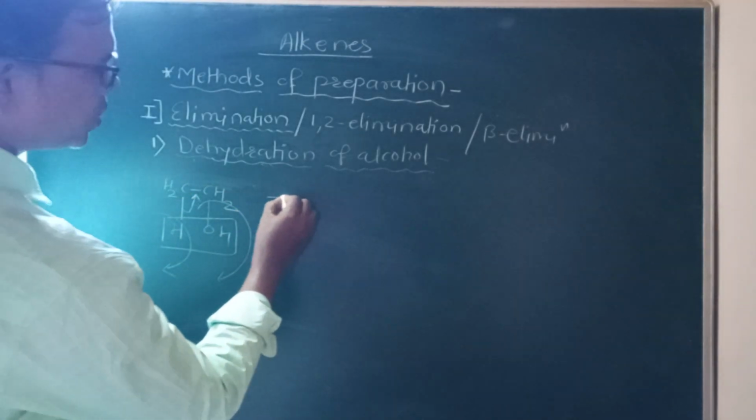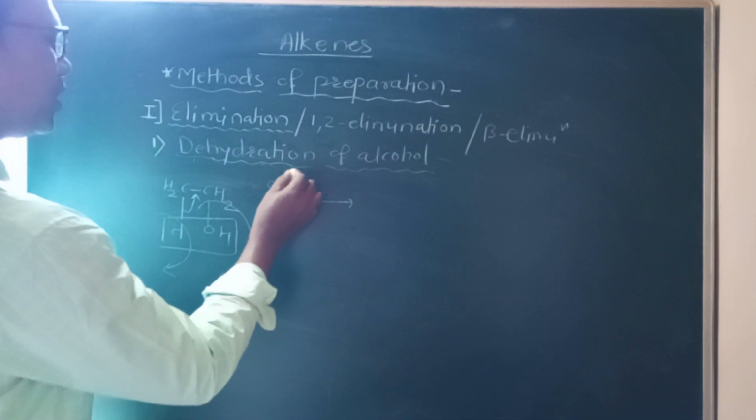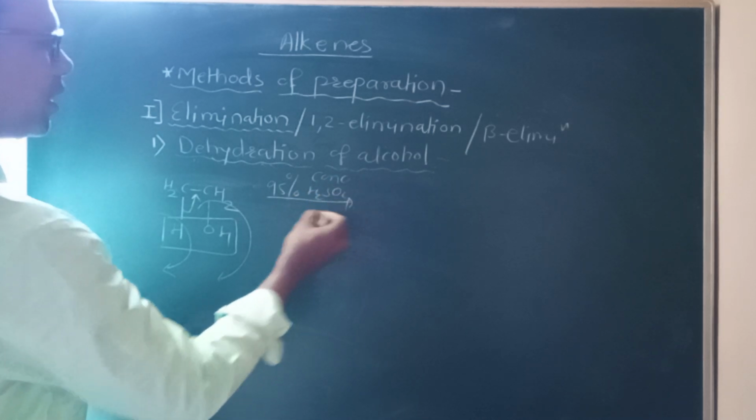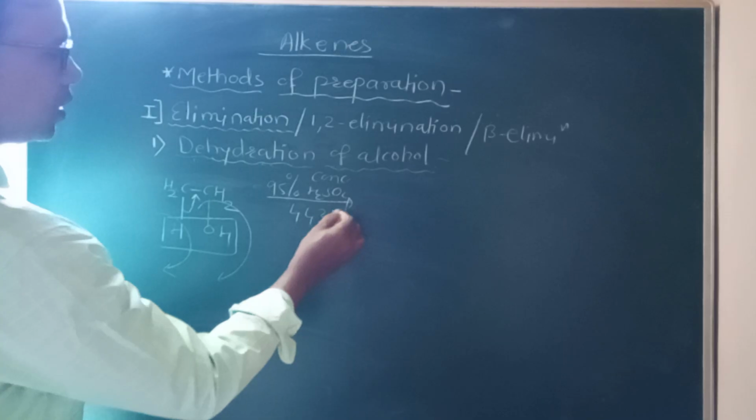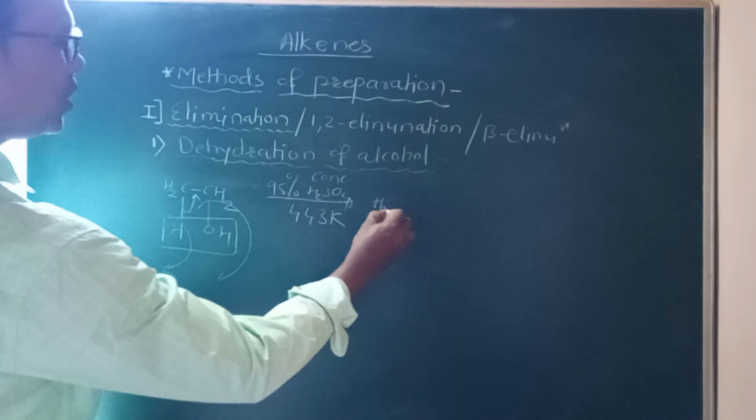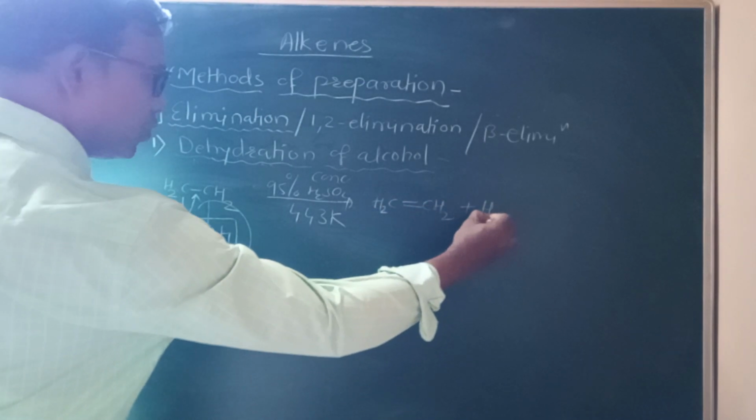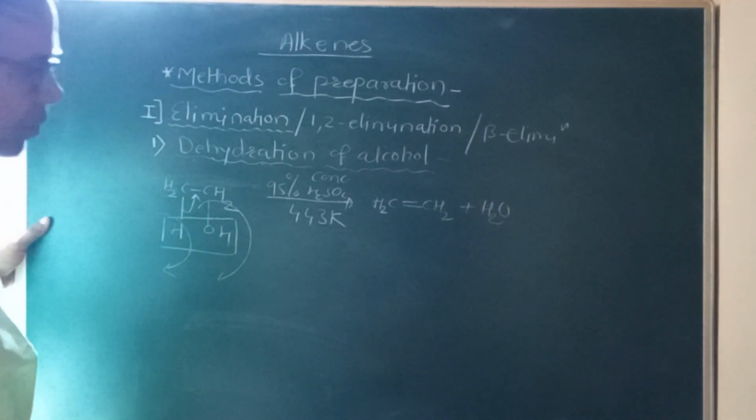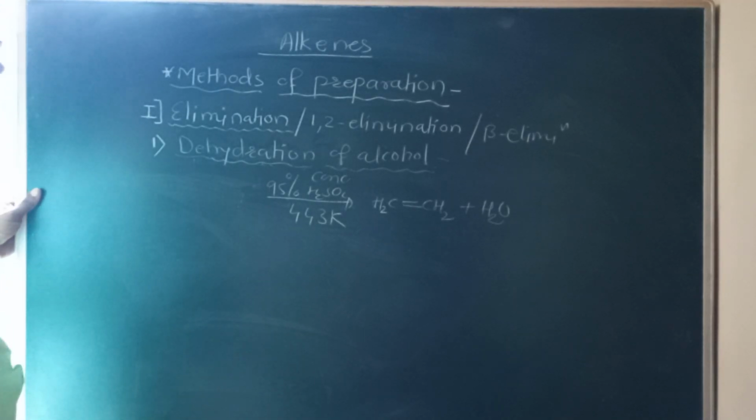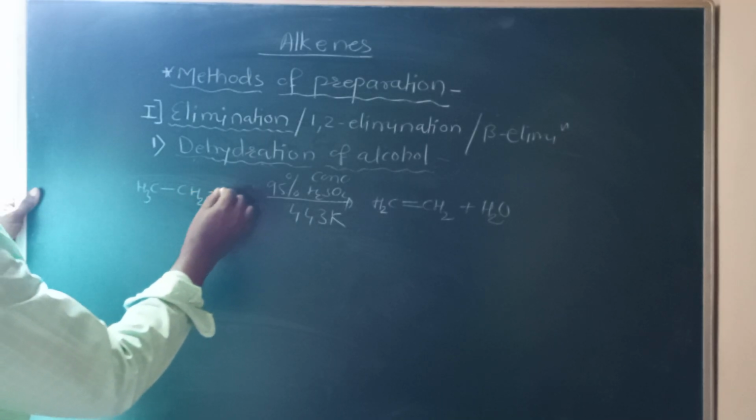Okay, so this dehydration is carried out by using concentrated sulfuric acid. Not only concentrated, we need a 95% concentrated solution of sulfuric acid, and the reaction occurs at 443 Kelvin, where a water molecule gets lost, giving CH2 double bond CH2 plus elimination of a water molecule, H2O. Got it? That is how this dehydration occurs. CH3, then CH2, and then OH.